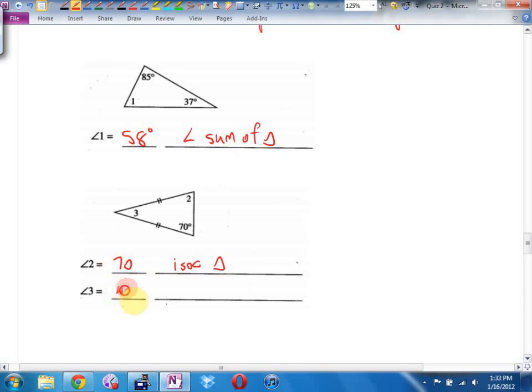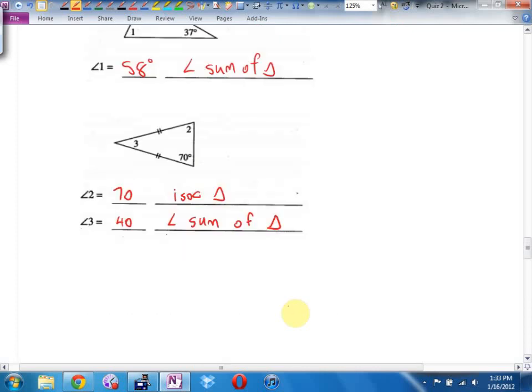Angle sum of triangle. I would also take isosceles triangle, but technically I used isosceles to know that those two were the same, and then I said it adds to 180. That's the angle sum of triangle rule. Which one, isosceles? Yeah, but I'll think bad thoughts about you.